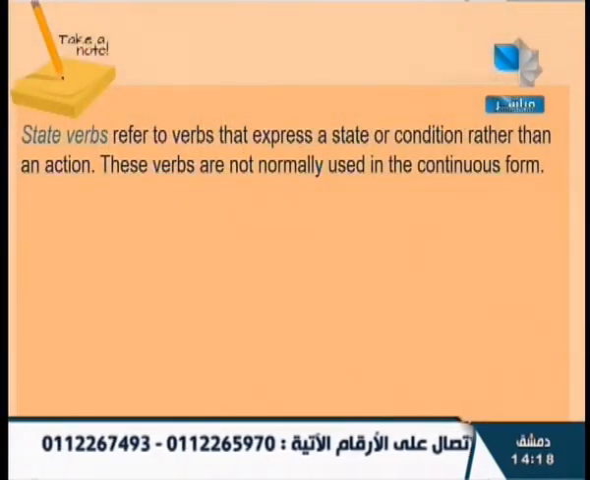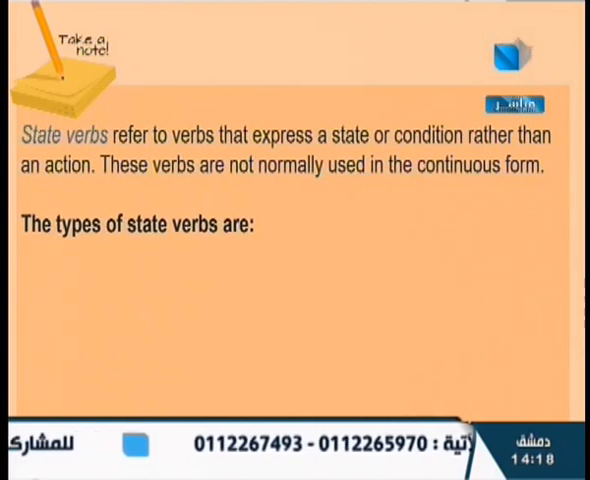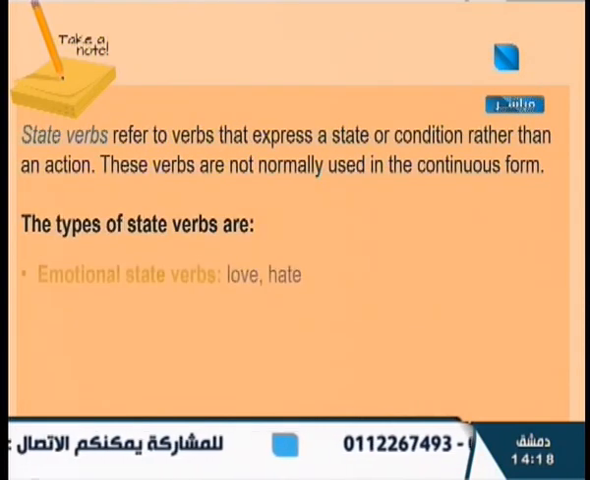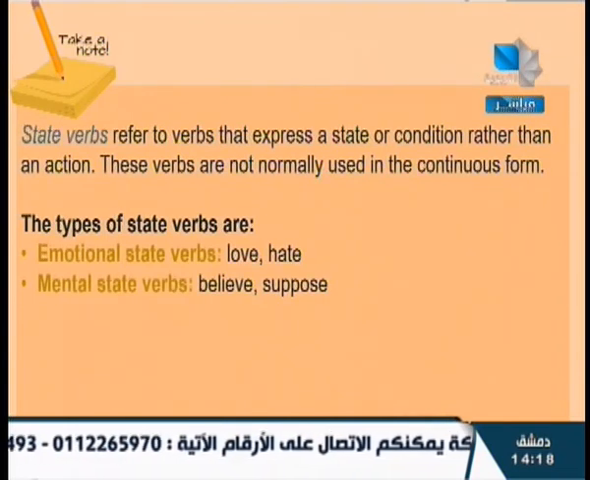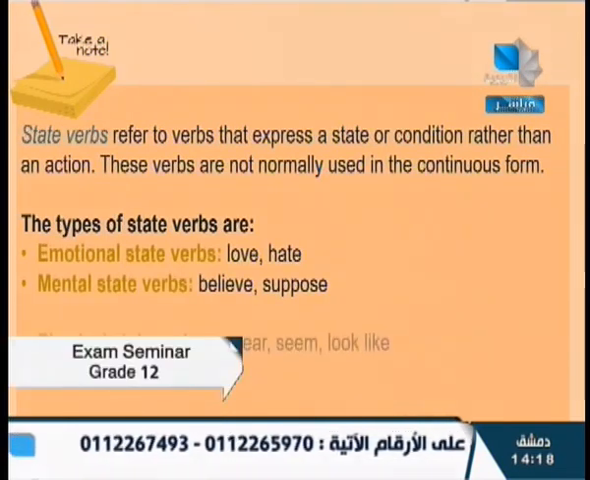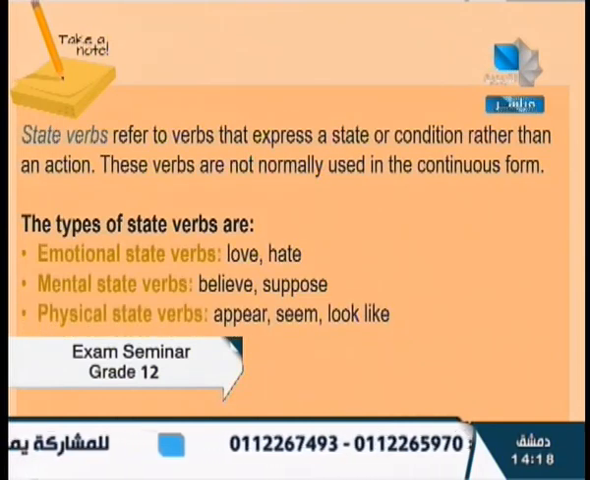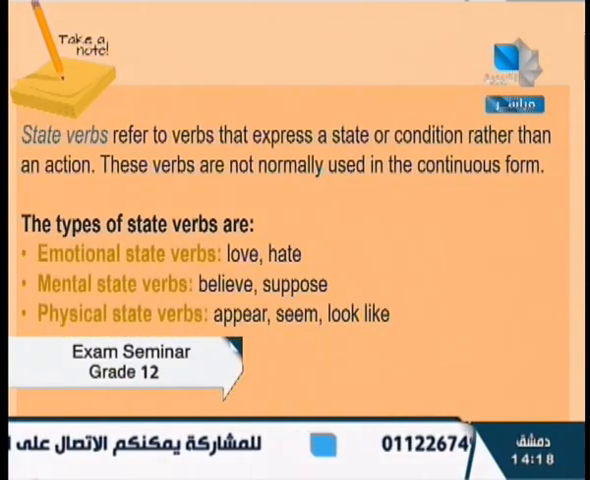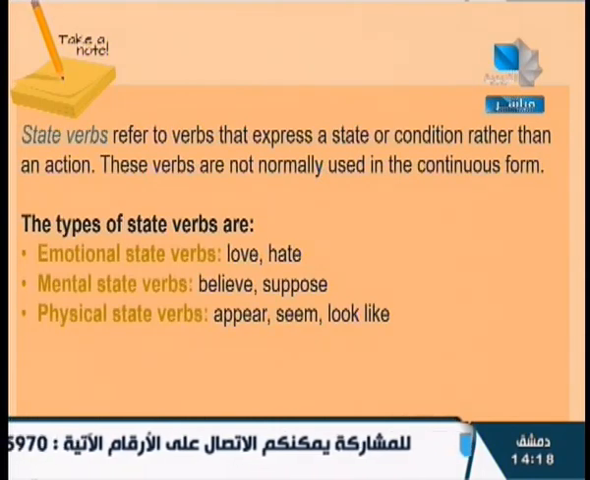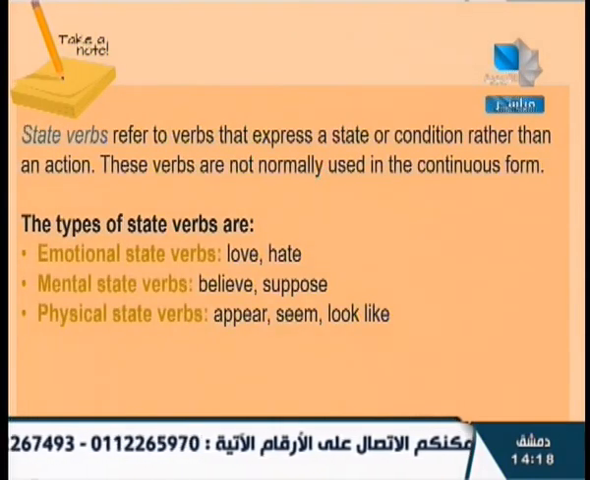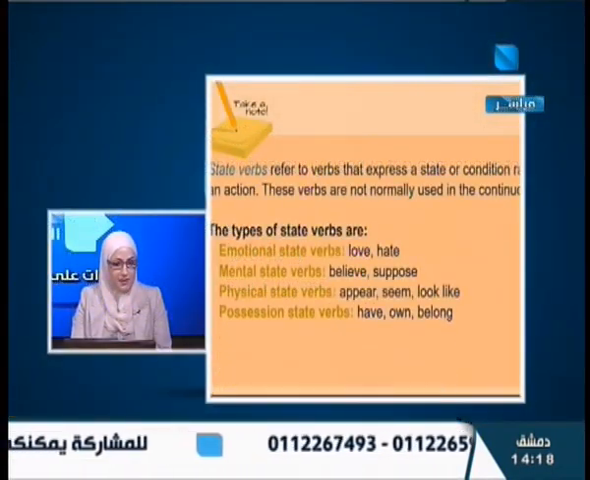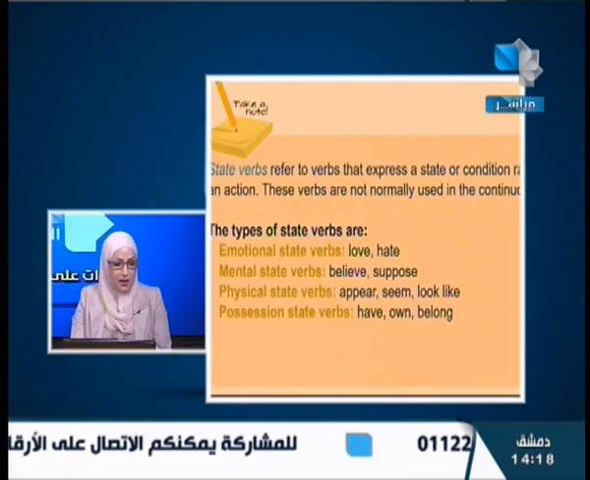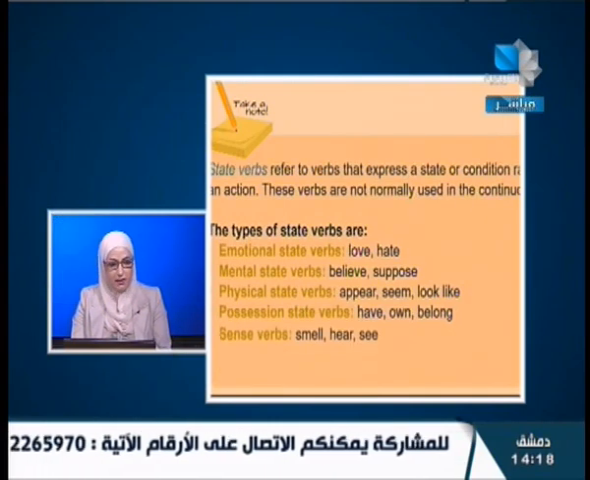Yes, and the types of the state verbs are, we can say, emotional state verbs such as love, hate, like, dislike. Mental state verbs: believe, suppose, think. Of course, we have many mental state examples. And for the physical state verbs, you have appear, seem, look like. We have possession state verbs: have, own, belong, and sense verbs: smell, hear, and see.